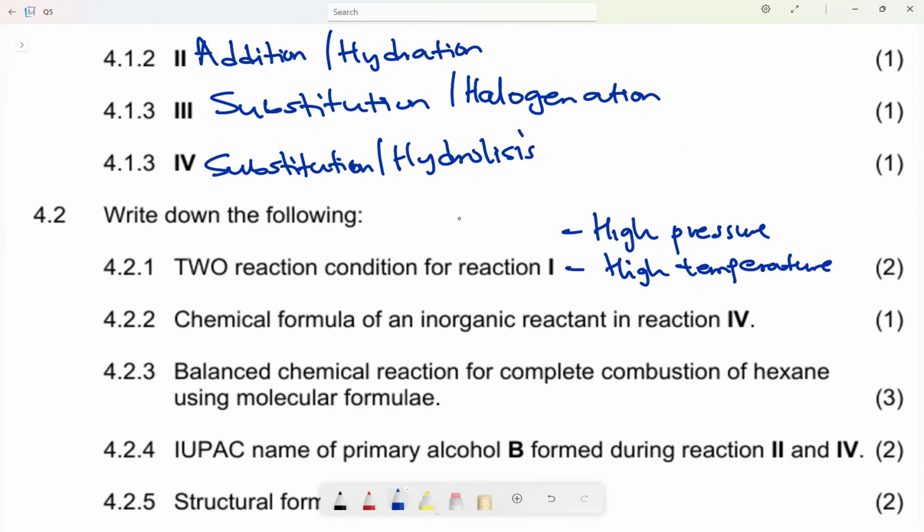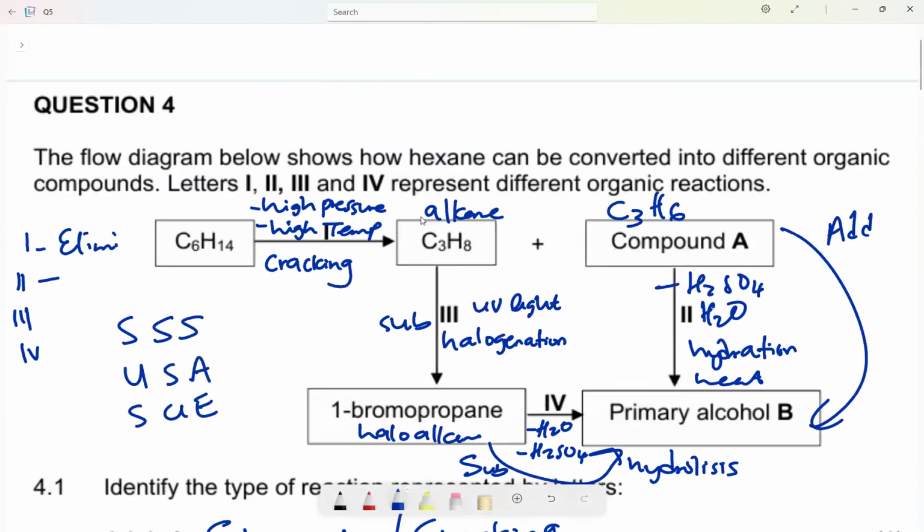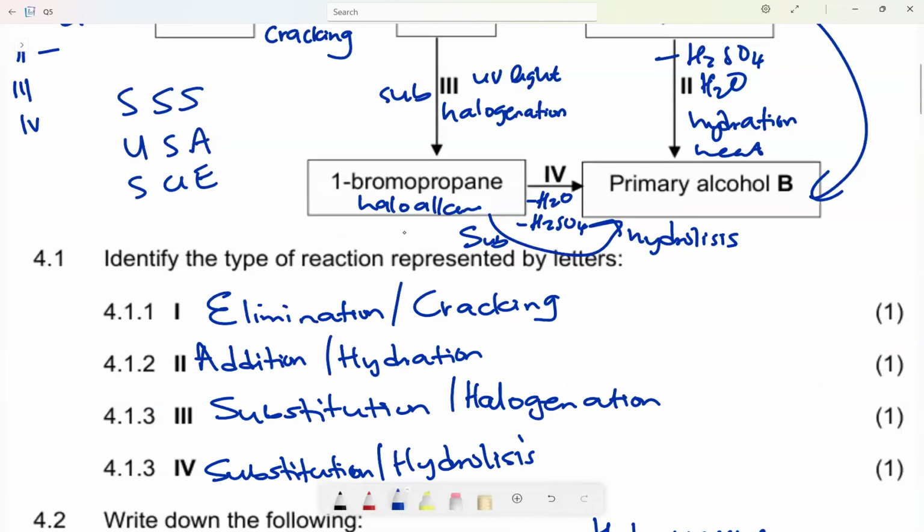Chemical formula for the inorganic reactant in reaction 5. Reaction 5, it is what? It is water. Remember, we are reacting a haloalkane with water to form what? Alcohol.